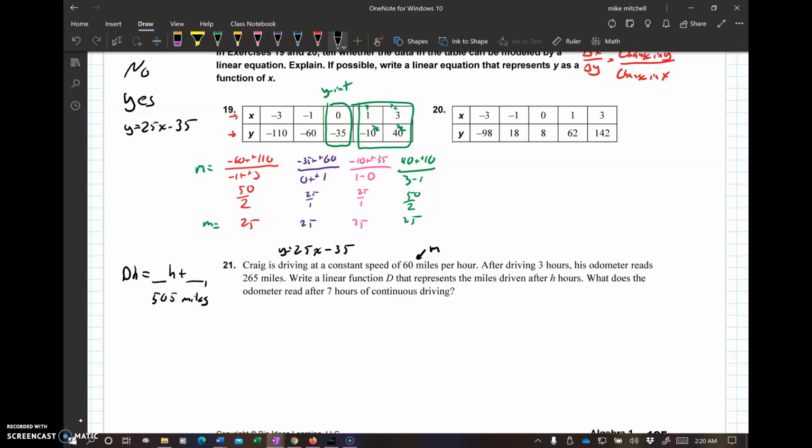Craig is driving at a constant speed. This goes with this problem. After driving for 3 hours, the odometer reads 265. So that's f of h equals, not f of h, f of 3 equals 265. Use that, use the slope to get an equation. I'm pretty much out of time here. This is about to stop.